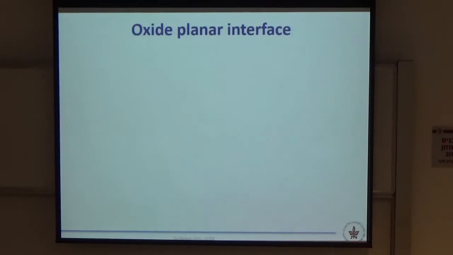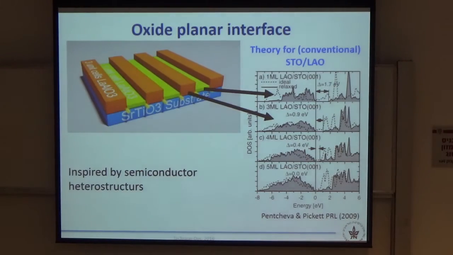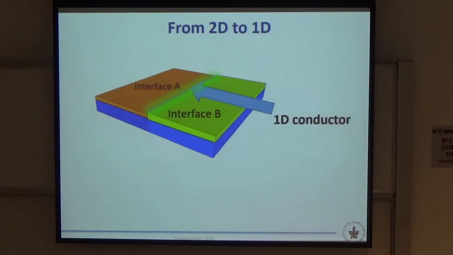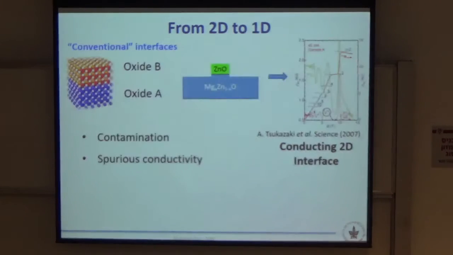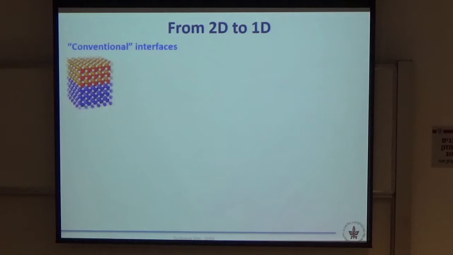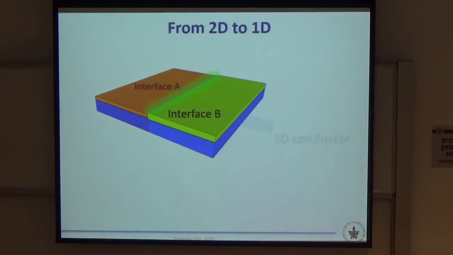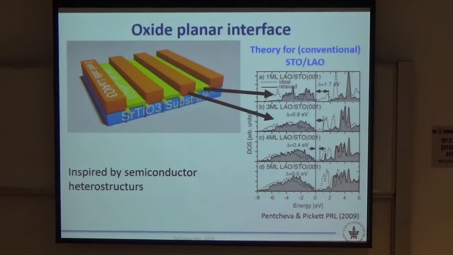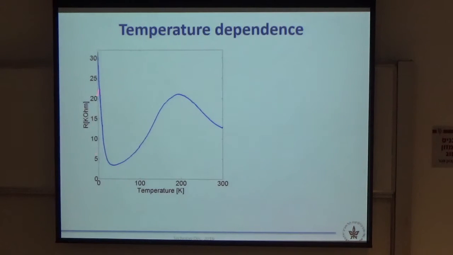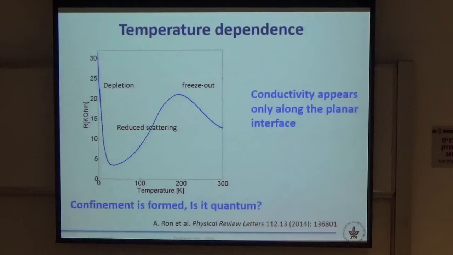This is just a sketch. But this is insulating. You draw a graph of resistance, so it goes up. Yeah, so resistance goes up. Did I say conductance goes up? Ah, okay, sorry, mistake. So here resistance goes up, and here resistance goes up. Okay. So confinement is formed.